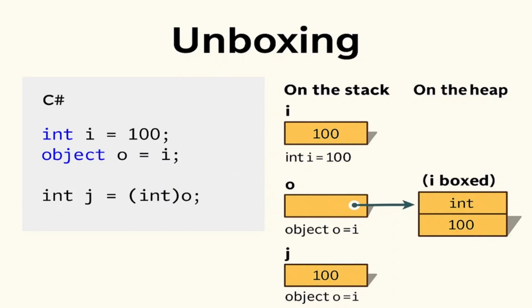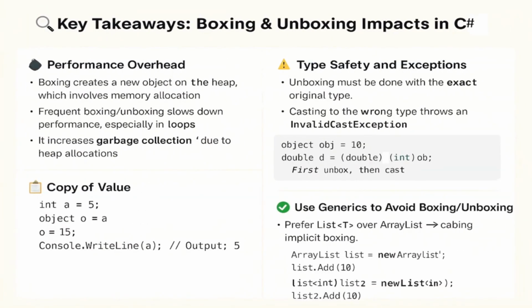The object must contain a valid boxed value of the correct type, otherwise it's going to give the invalid cast exception. Thus the reference type variable residing in the heap memory is copied to the stack as shown in this figure. Okay, so now let's understand one more thing. There are a few important considerations which are very important to understand.